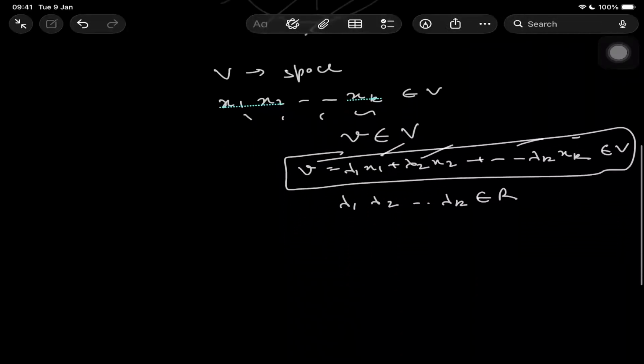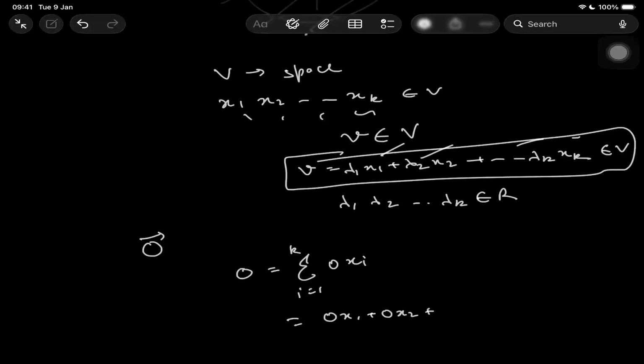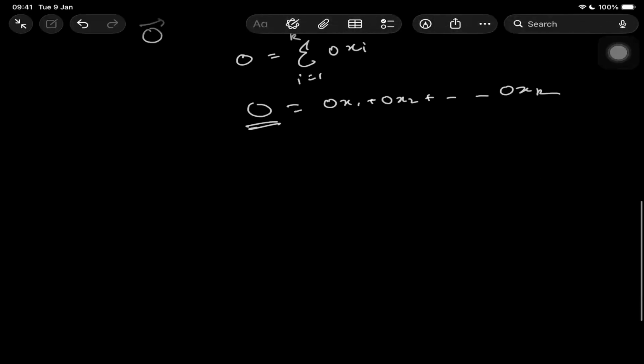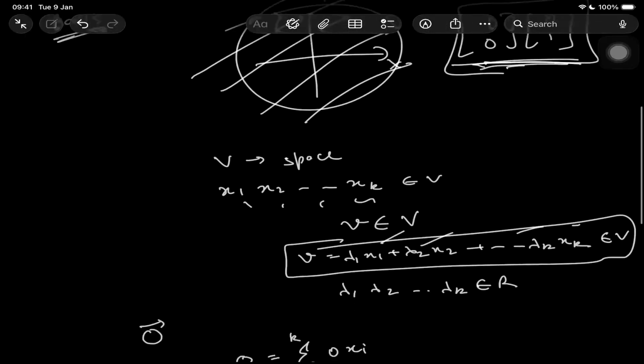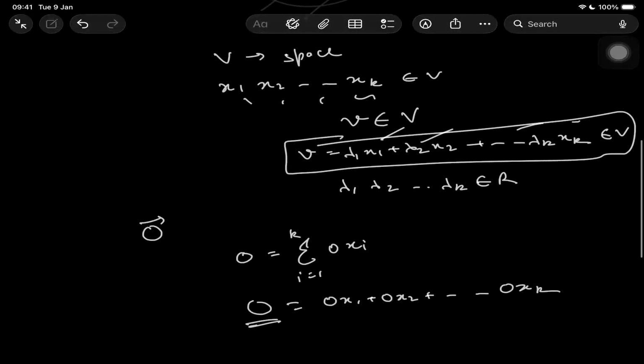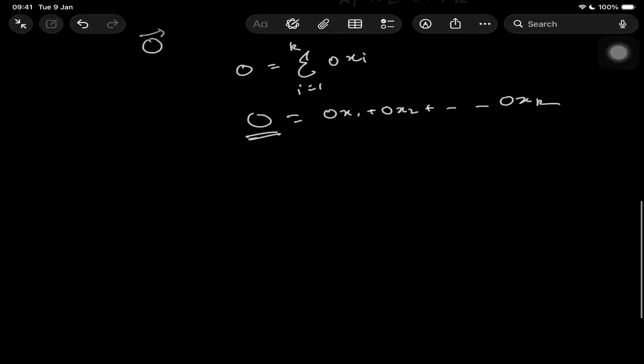Just like that, the zero vector can be written as a linear combination of k vectors. If I write the sum for i equals 1 till k of 0 times xi, which is basically 0 x1 plus 0 x2 till 0 xk, we get 0 only. So when are we calling something linearly dependent and something linearly independent? Till now we have seen what exactly a linear combination is. Now we'll talk about what linear dependence and linear independence are.